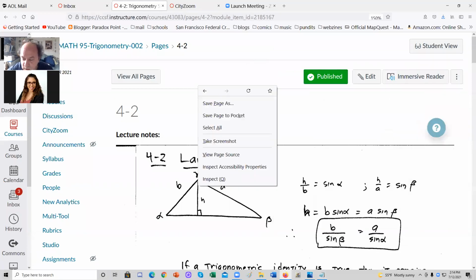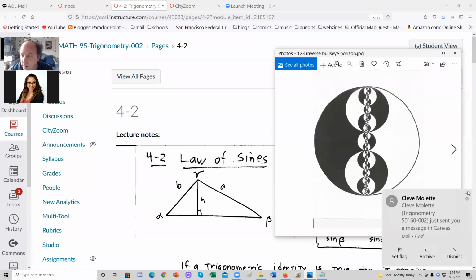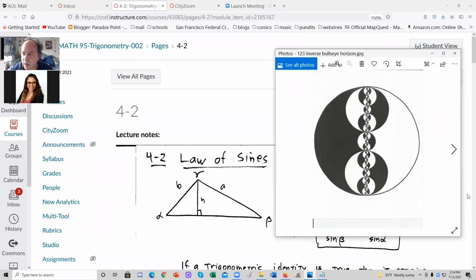This Zoom session is being brought to you by the fractal inverse bullseye horizon.